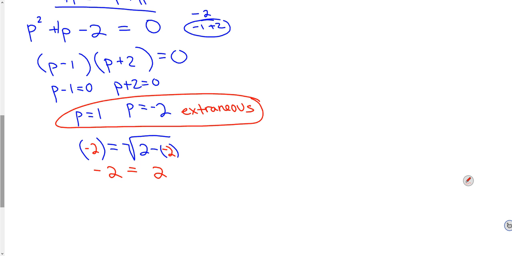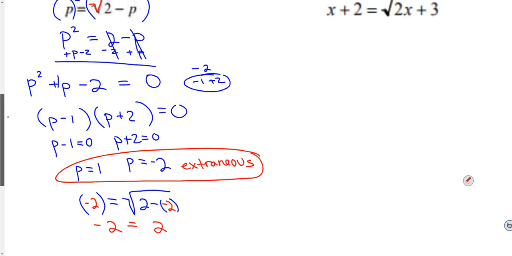And I'm going to be honest with you guys. Most of the time it's the negative that's extraneous. So if you get a negative answer, double check just to be sure, but 9 times out of 10, the negative is going to be the extraneous solution. And I still want you to list it, I just want you to tell me it's extraneous. Sometimes textbooks will just leave it off and say the only answer is p equals 1. But I want to see both of them.